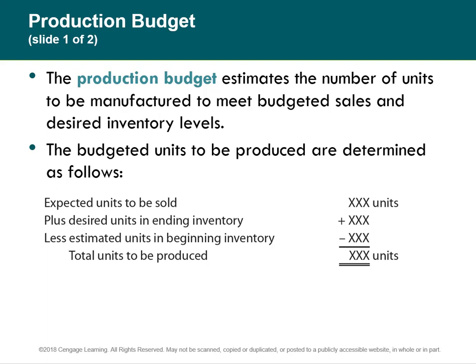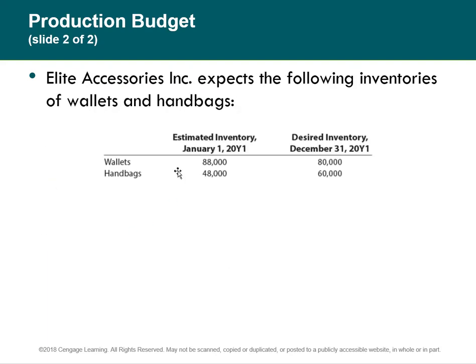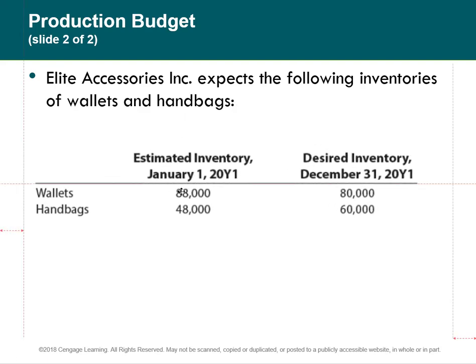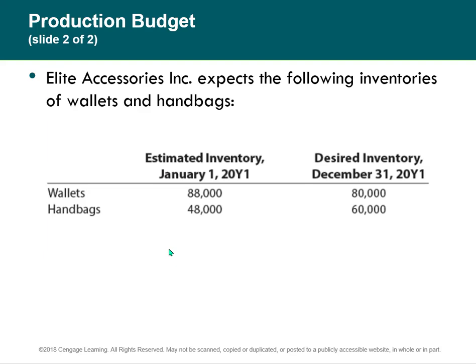It's a little bit different. And here are our wallets and handbags. We've been given some data here. We've got the estimated inventory on January 1st, so this is our beginning inventory, and our desired ending inventory is here. Now, usually desired ending inventory is a percentage of the next month's sales. Like it might be 10% of the next month's sales.